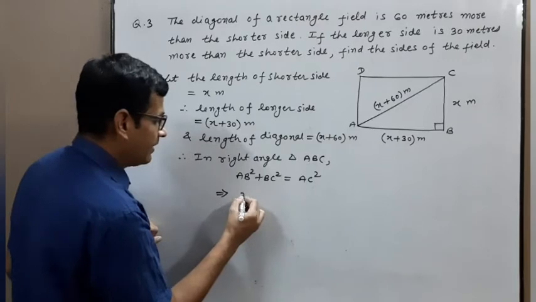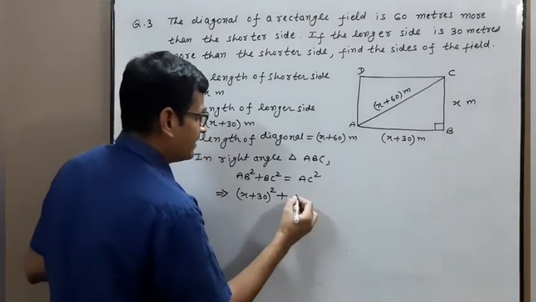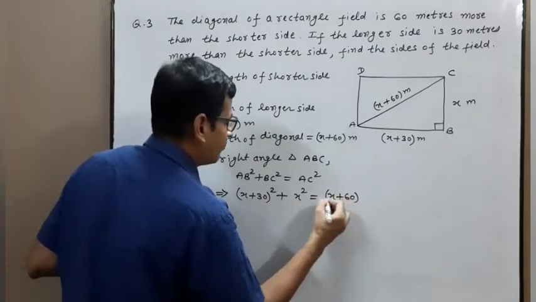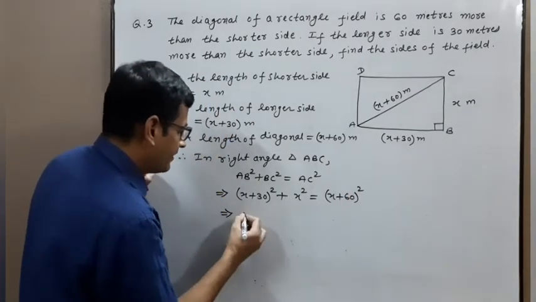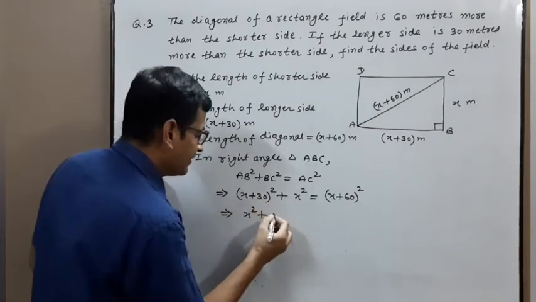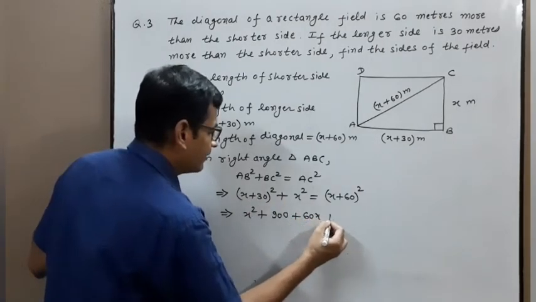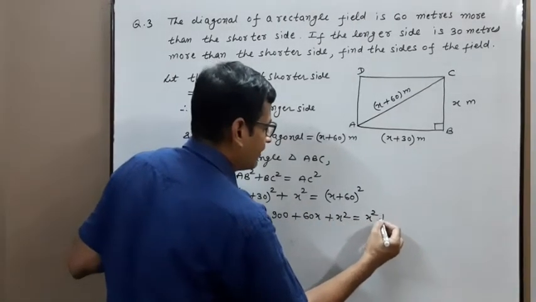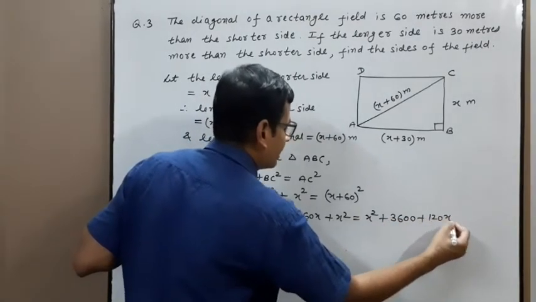AB square, x plus 30 whole square, plus BC square means x square, equal to AC square, x plus 60 whole square. Now simplify. A square plus B square means 900 plus 2AB, 60x, plus x square, as it is equal to x square plus 60 square means 3600 plus 120x.